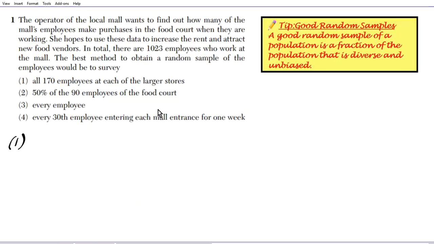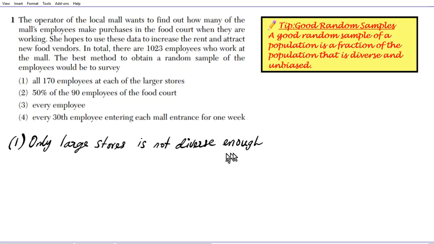There are larger stores and there are smaller stores, medium stores, but if you're just focusing on the larger stores, it's not diverse enough. So for option 1, only large stores is not diverse enough. You have to make sure you're selecting from the entire spectrum of stores, not just the big ones. Okay. Option 2, so 1 is no good.